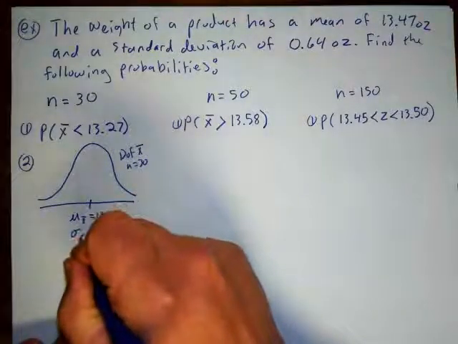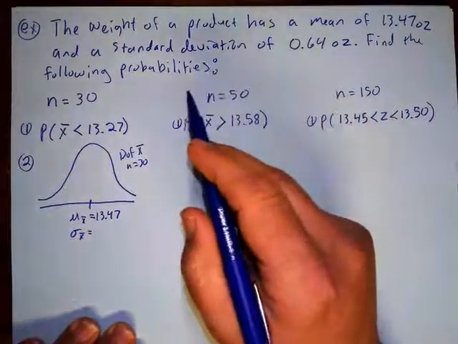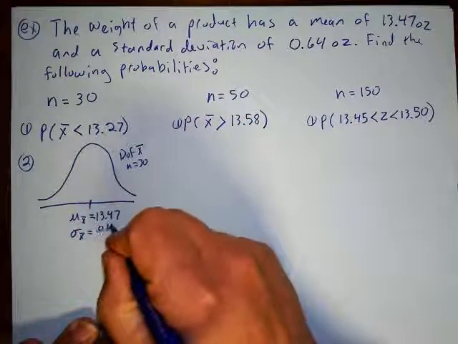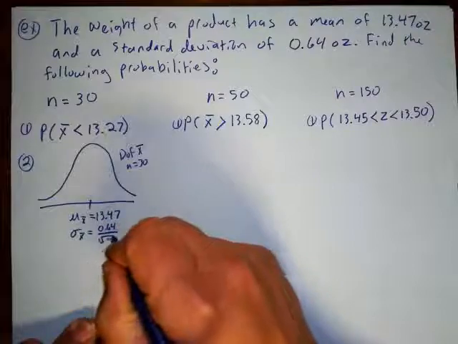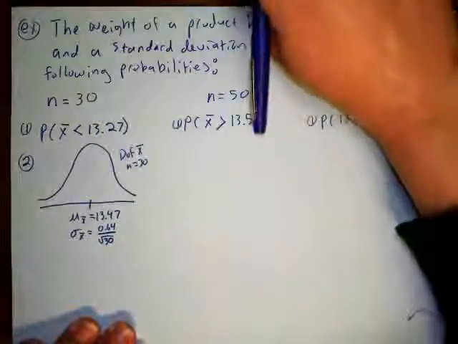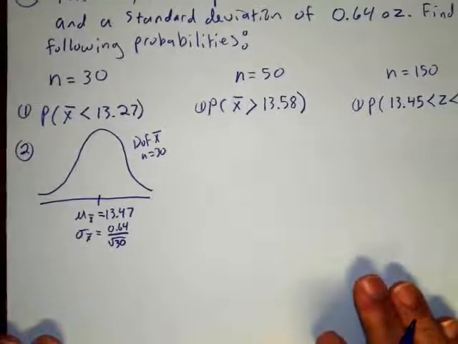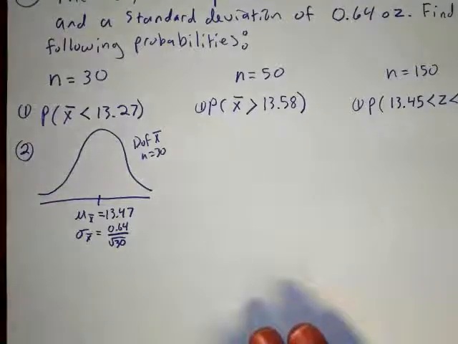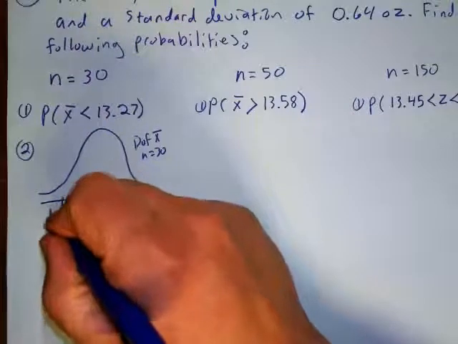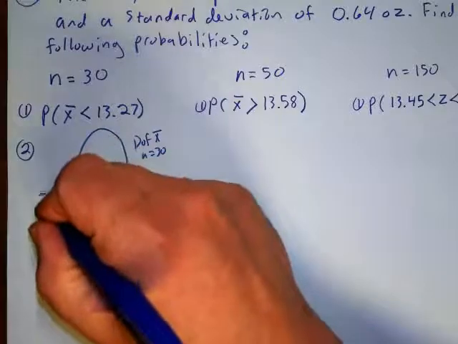And then the standard deviation is equal to the standard deviation of the population divided by the square root of n. So this would be 0.64 divided by the square root of 30. Okay, so now 13.27 would be below here somewhere, and I want to get the area that's below that.